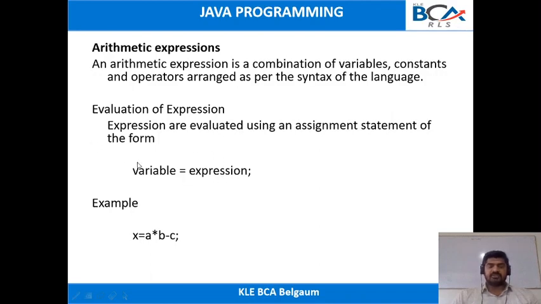Here we have a variable, an assignment operator and an expression. The expression will be evaluated from the assignment statement. For example, x equal to a star b minus c is an arithmetic expression, where a, b, c are the variables and multiplication and subtraction are the operators. From the assignment operator, the evaluation of the expression will start.